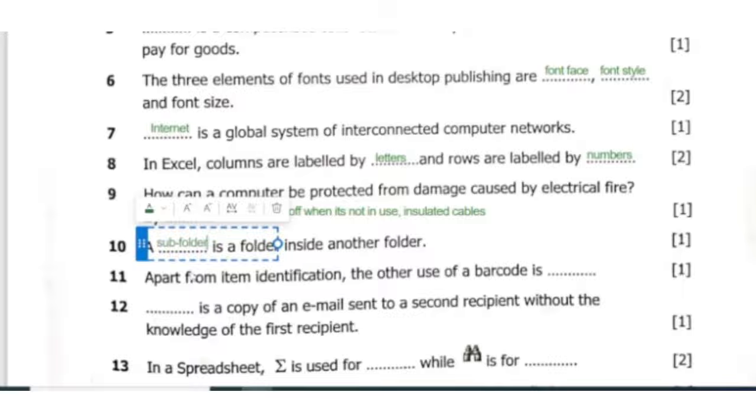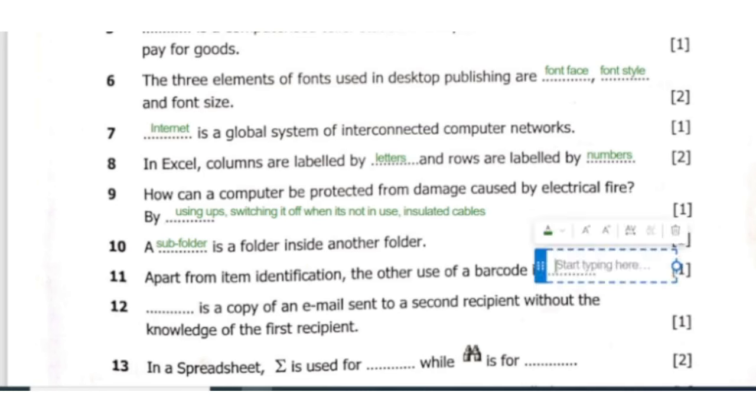Okay, we come to question number 11. Apart from item identification, the other use of barcode is, I'm going to write the use, one is for tracking items. So you can use the barcode to track items, or products.